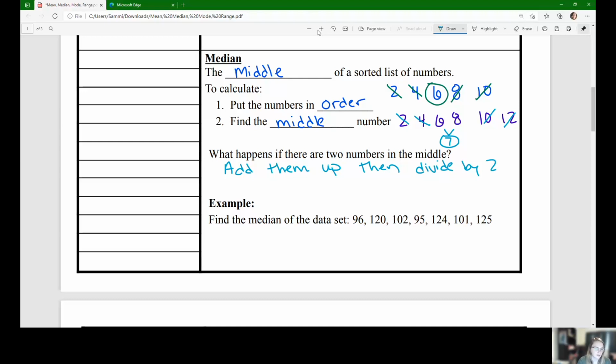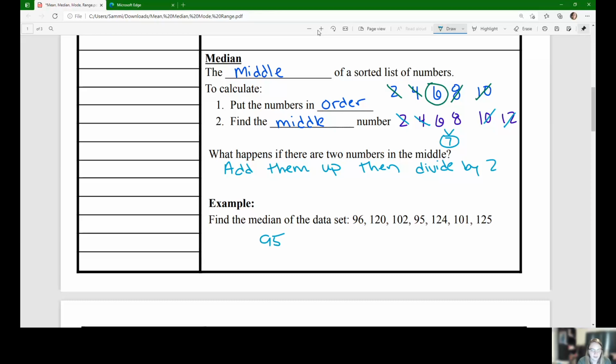So now let's look here. Find the median of the data set: 96, 120, 102, 95, 124, 101, 125. So what you need to do is first put these in order. So find the smallest number. I'm going to go through and look. 96 looks the smallest. Now we have 95 is smaller than that. So our first number is going to be 95.